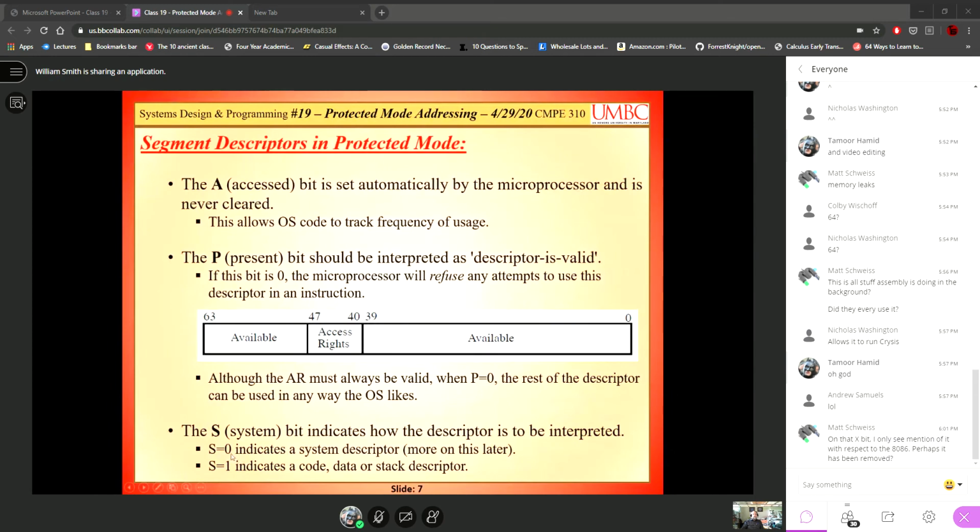On that aspect, I only see mention of it with respect to the 8086. Perhaps it's been removed. That's a real possibility, Matt. I wouldn't be too surprised if it's not around anymore.